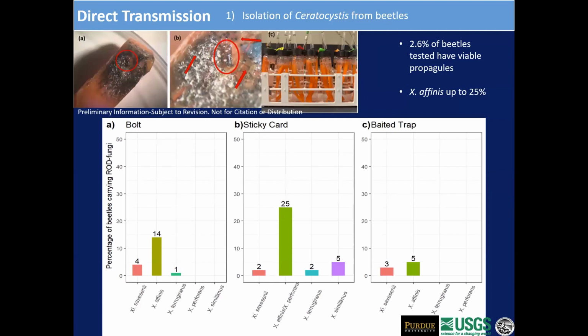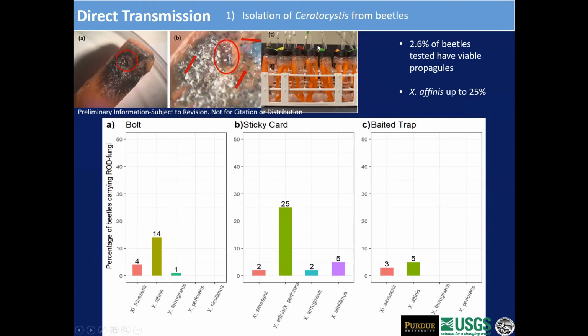And so now we're looking at the first part of the project, the isolation of Ceratocystis from beetles. And so we conducted what we call aeration assays. So it's really just using an aquarium pump, water, and carrots used to culture Ceratocystis off the bodies of beetles, which you can see pictured here.